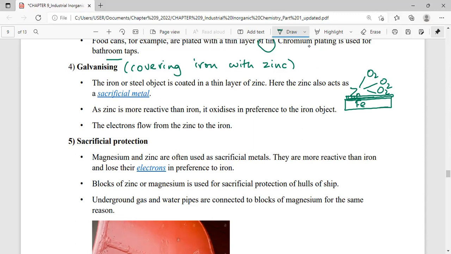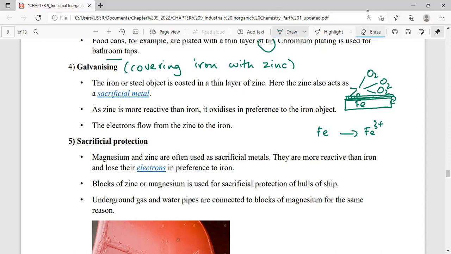And also during the oxidation process, iron turns to Fe3+ ion. It loses electrons. In this case here, when the zinc undergoes oxidation, it will also lose electrons. So these electrons will move to the iron. So even if the iron loses electrons, it will get back these electrons from zinc. So in this way, the iron does not rust. It remains in good condition for a long period of time.